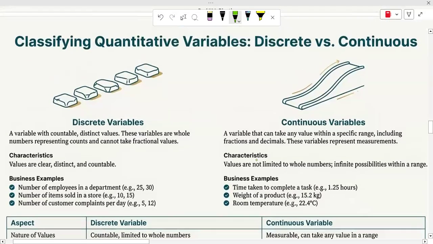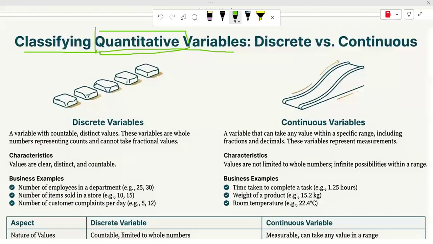We can divide the variables further. We can divide the variables into two: quantitative variables and qualitative variables. Again, we can classify the quantitative variables, the numerical variables, into two: discrete variables and continuous variables.